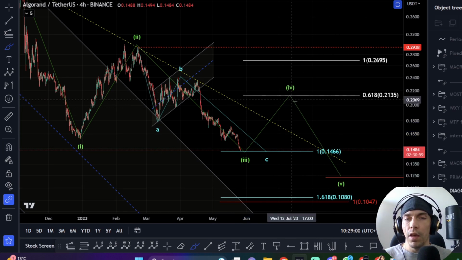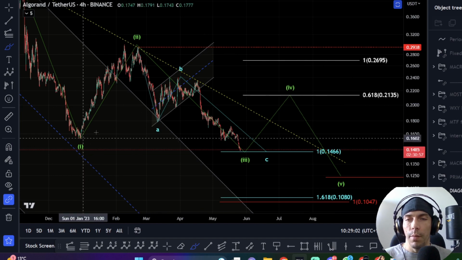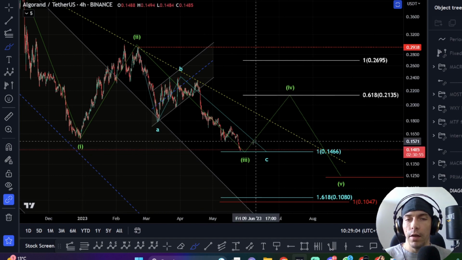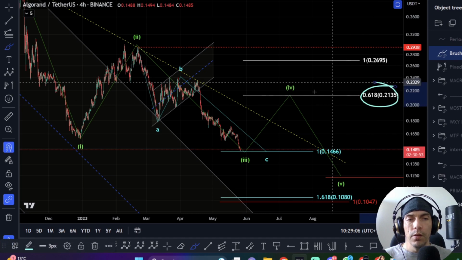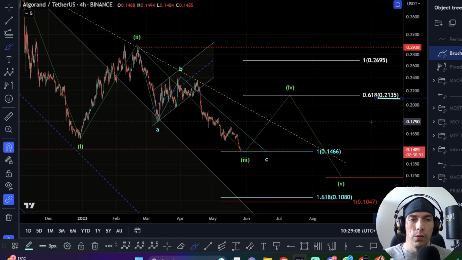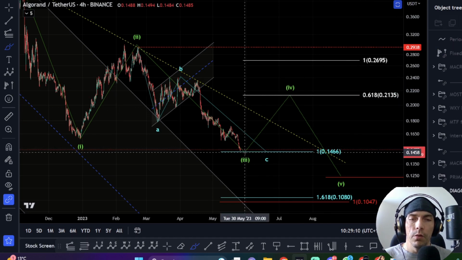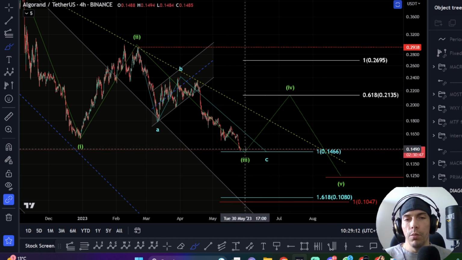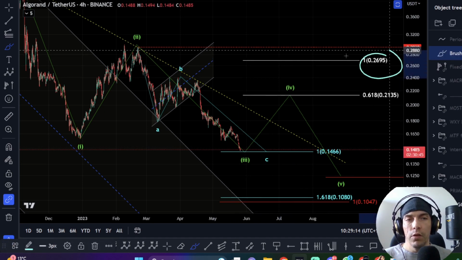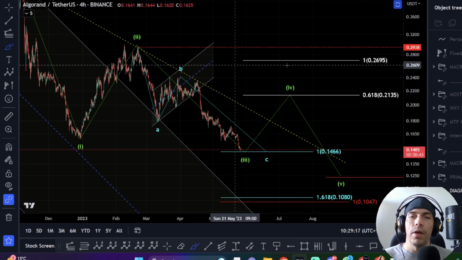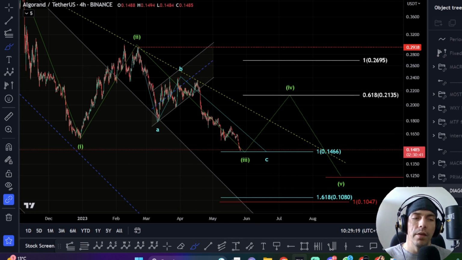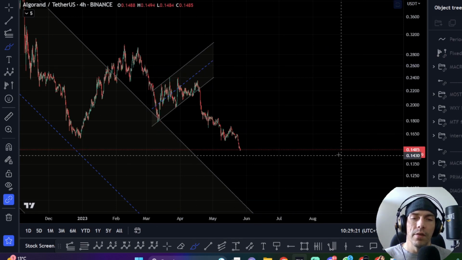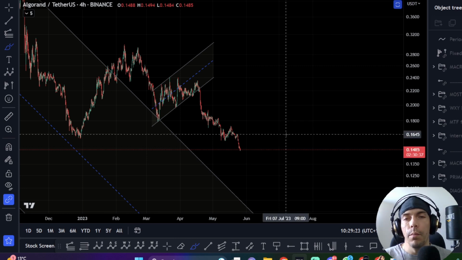So the key thing here is that if this is going to be a contracting diagonal here, possibly we could see this 4th wave play out towards this 2135 if we do come towards this 1-to-1. Now if we do move up higher past this zone of this 2695, this would invalidate the potential of the diagonal pattern here. So we're going to have to just give it a bit of space and see exactly how the waves play out. Okay, so I'm going to leave the video there.